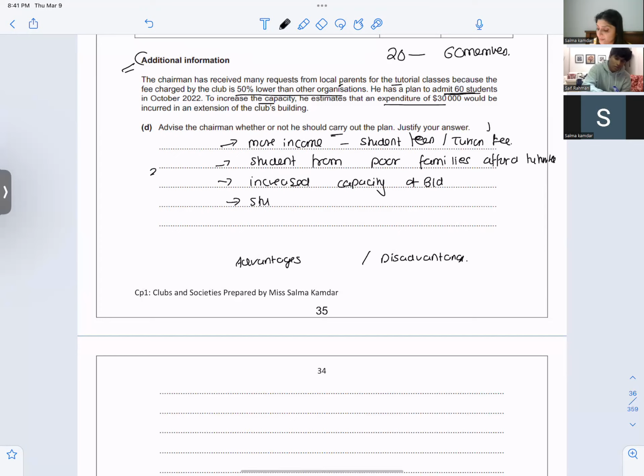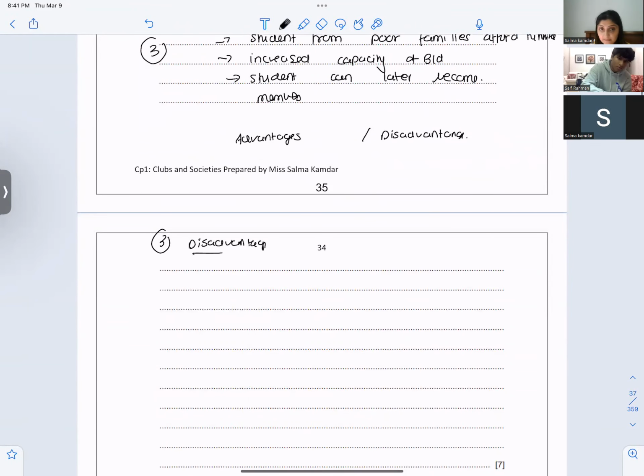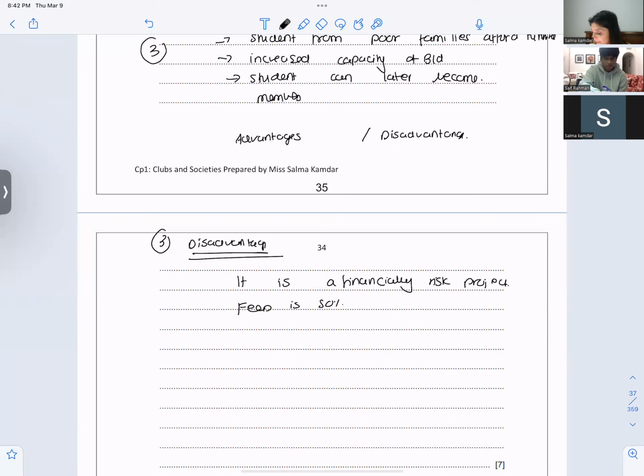Okay, what are the disadvantages? You give three advantages of going ahead with the plan and three disadvantages of going with the plan. What is the disadvantage of going with the plan? It is a financially risky project. The price of the fees decreased, so this will decrease the profit margin. Fees is 50% lower, but you may not get enough quality staff. What else? They may think it's low quality and won't buy. No, but he's already getting offers from 60 parents.